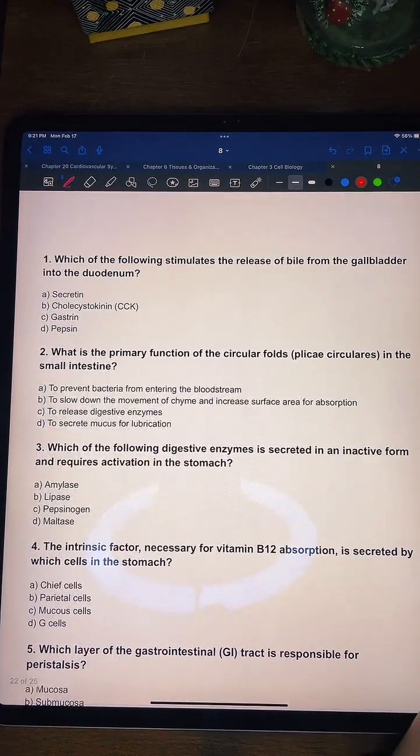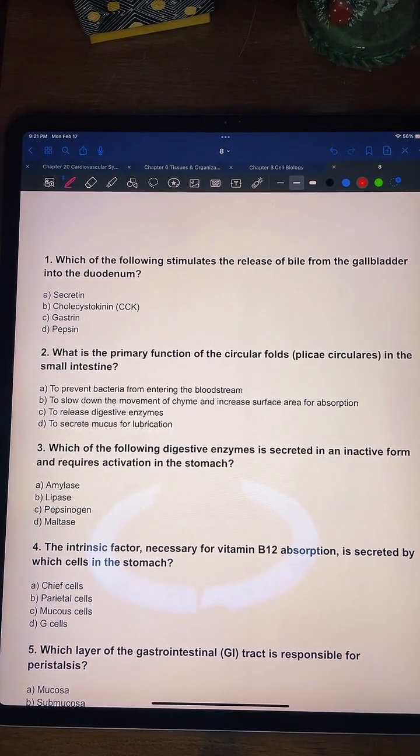But which of the following stimulates the release of bile from the gallbladder into the duodenum? Let's start with question 1. I need 4, 5, and 6 for my exam this weekend. I have chapter 4 and 5 up, and 6 is going to be posted tonight.